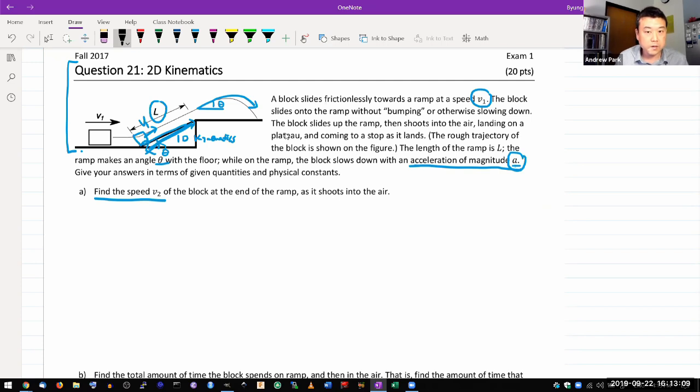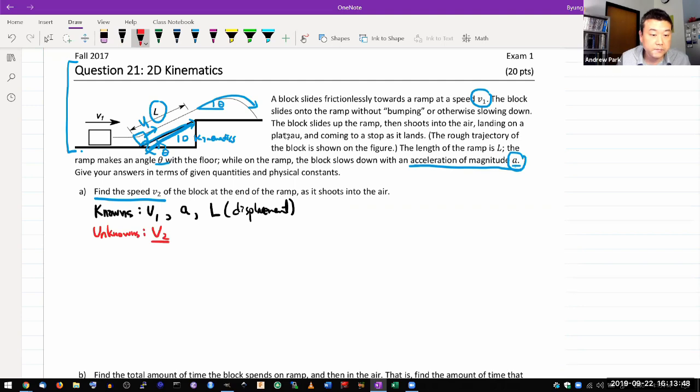So with kinematics questions, really the thing to do is ask: what do you need to know, and what quantities are known? You have read through the question, so you know the known quantities. Known quantities are: you are given the initial speed v1, you are given the acceleration, you are given the length or displacement. And I think that's more or less it. And you have the unknown. Usually there will be at least one unknown, which is the quantity you're trying to find, in this case v2.